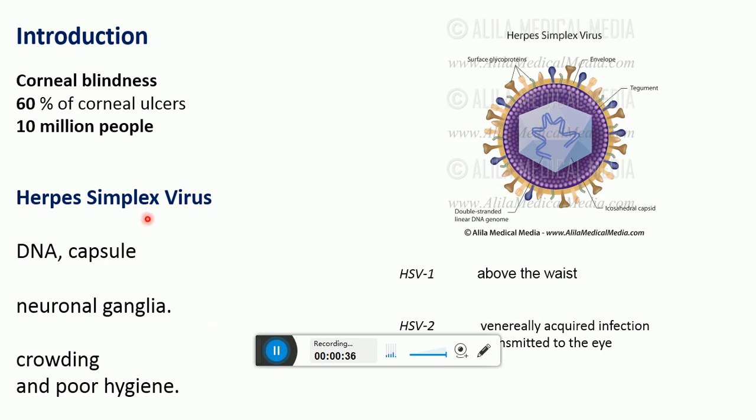What is herpes simplex virus? It is enveloped with a cuboidal capsule. It has a linear double-stranded DNA genome. It has two subtypes, HSV1 and HSV2. And these reside in almost all neuronal ganglia. HSV1 causes infection above the waist, principally the face, lips, and eyes. HSV2 causes venereally acquired infection, also known as genital herpes.